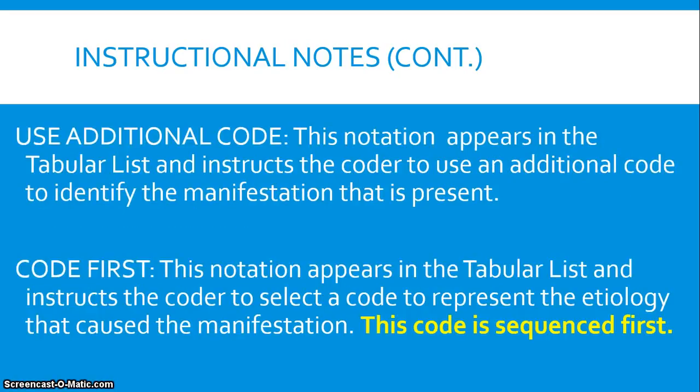Use additional code. This notation appears in the tabular list and instructs the coder to use an additional code to identify the manifestation that is present. Code first. This notation appears in the tabular list and instructs the coder to select a code to represent the etiology that caused the manifestation. This code is sequenced first.